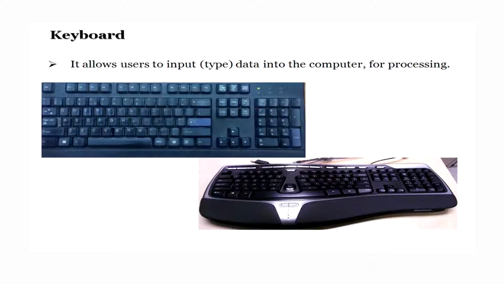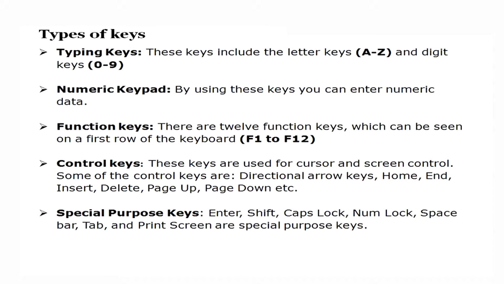But generally, every keyboard has these keys, typing keys which are alphabets and numbers. We have a numeric keypad on the corner of the keyboard. This keypad contains the number keys. Then you have function keys which are meant to perform specific functions. You have 12 function keys. You have control keys like home, end, delete, backspace, page up, page down, etc. And you have certain special purpose keys like enter, shift, caps lock, num lock, space bar, etc.